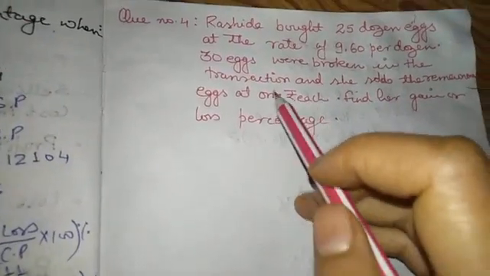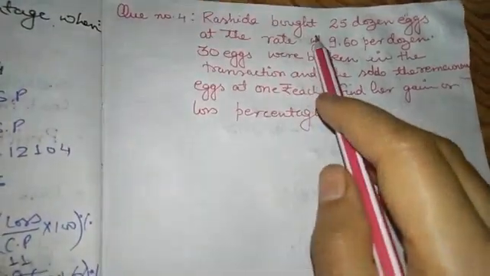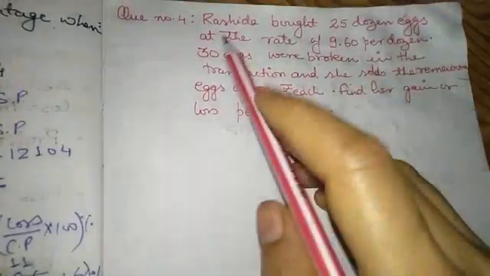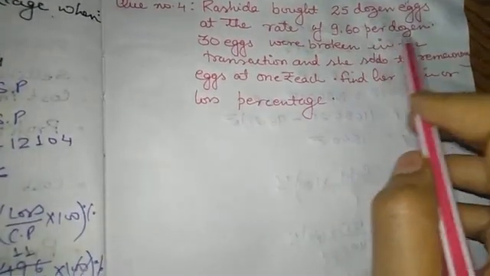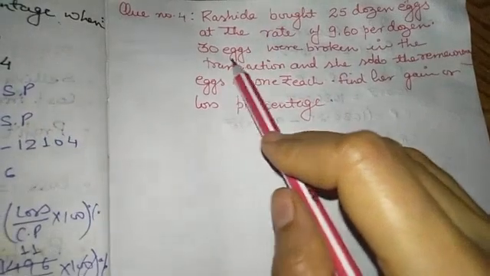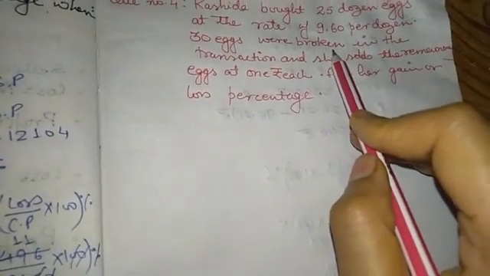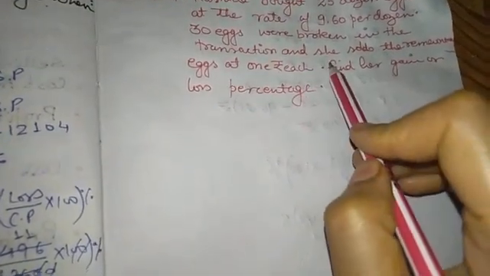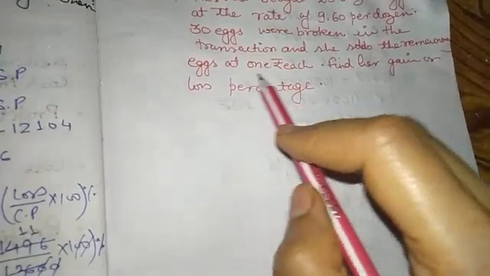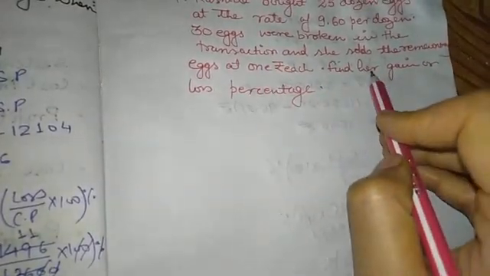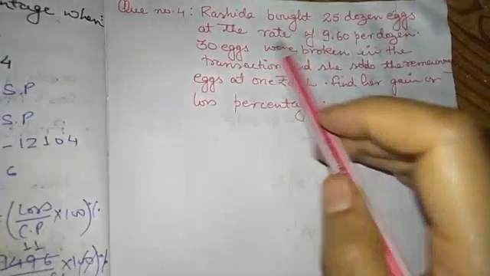Look at the next question. Rashida bought 25 dozen eggs at the rate of 9.60 per dozen. 30 eggs were broken in the transaction. She sold the remaining eggs at rupees 1 each. Find her gain or loss percentage.